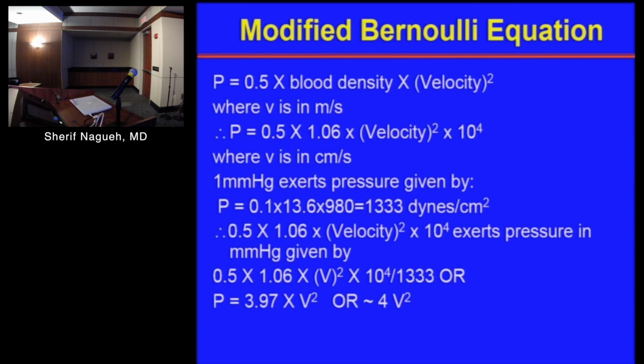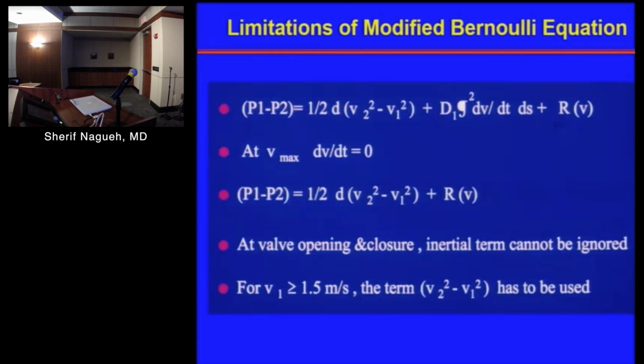And this is the dimensional analysis showing you how we arrived at 4V squared. Quickly, pressure is 0.5 times density times velocity squared. And if you convert the velocity from meters to centimeters, you end up with 10 to the power 4, and when you apply this, you will get the 4V squared.